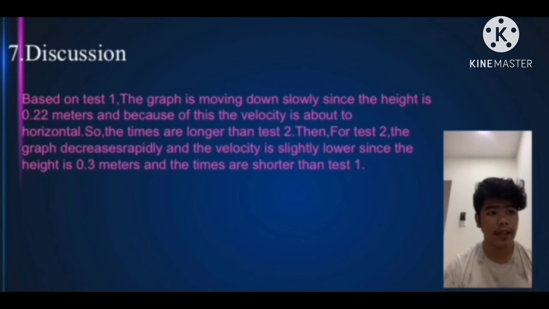Today I want to give an explanation about the discussion based on this report on acceleration. Based on test 1, the graph is moving down slowly since the height is 0.2 meters, and because of this the velocity is about horizontal, so the times are longer than test 2. Then for test 2 the graph decreases rapidly and the velocity is slightly lower since the height is 0.3 meters, and the times are shorter than test 1.